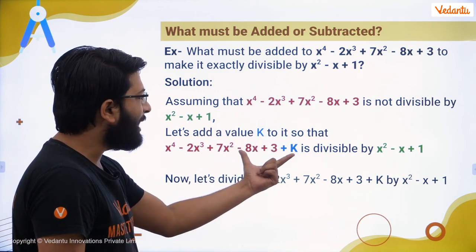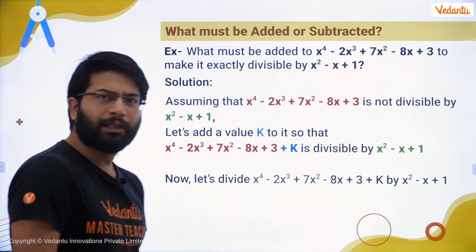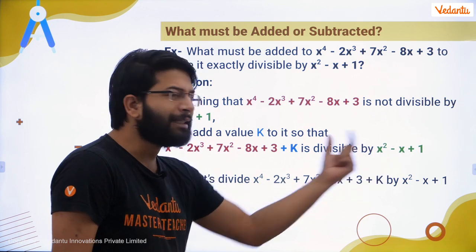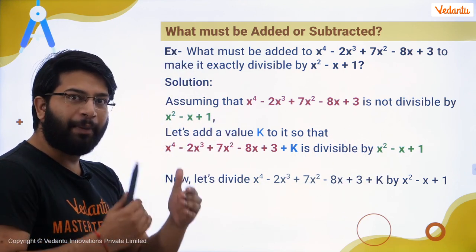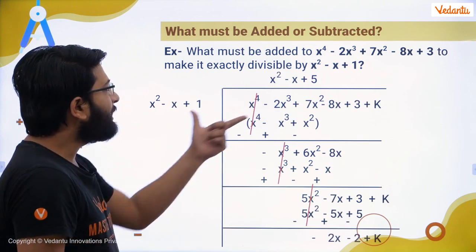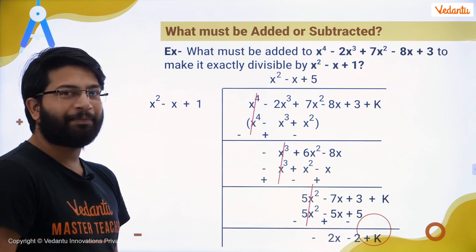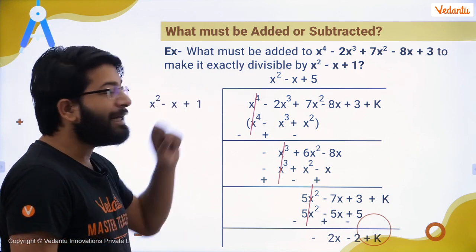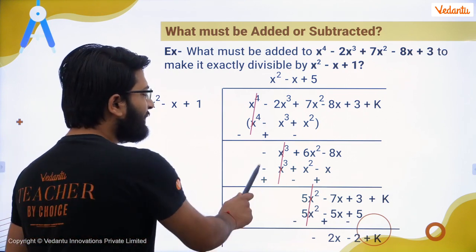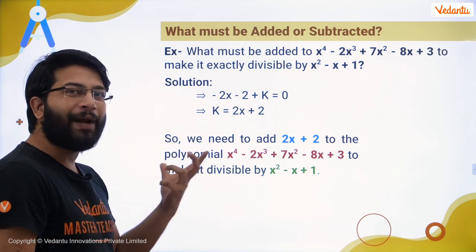We have to add k value in the bi-quadratic in order to make it divisible by the given quadratic. Now champ, we will divide this bi-quadratic with this quadratic and I will put my remainder equal to 0. I will get the value of k. Right champ? So after dividing this, we are getting a remainder of minus 2x minus 2 plus k. But if it is exactly divisible, in that case the remainder must be 0. That's it. So champ, simply put remainder equal to 0 and for k we will get 2x plus 2.